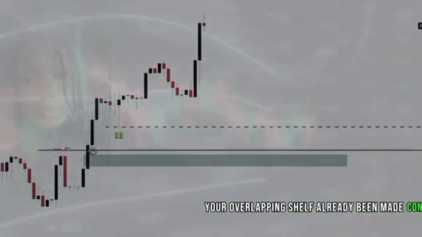So why is this an invalid fair value gap? Well, even though you have a clear sequence and everything looks good optics-wise, as you can see here, your overlapping shelf has already been made contact with. So if you take a deeper look, your shelf has already been used. Your shelf is right here and this candle already made contact with your shelf.